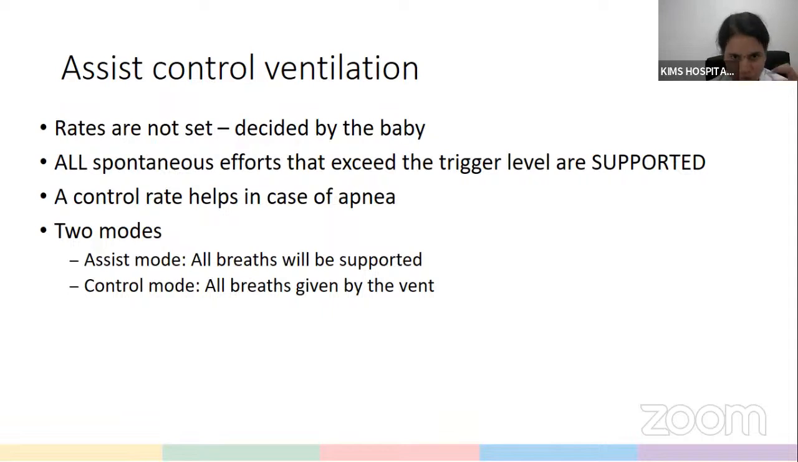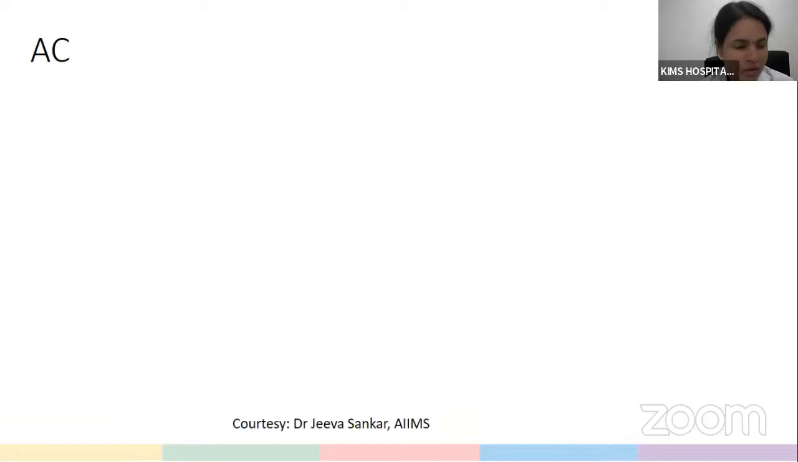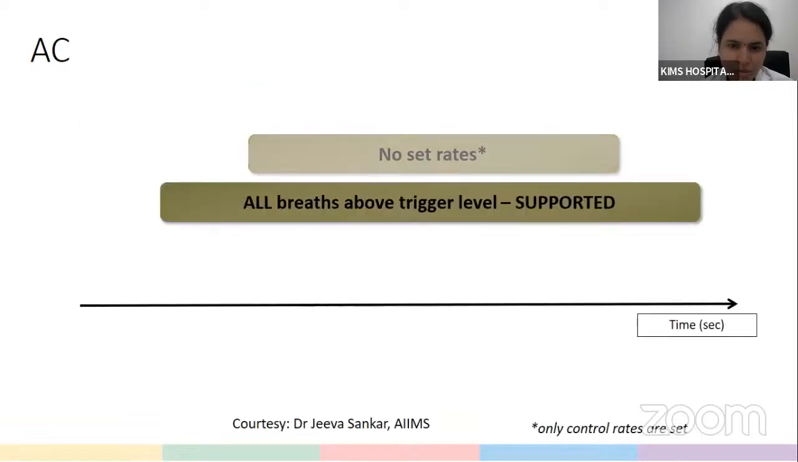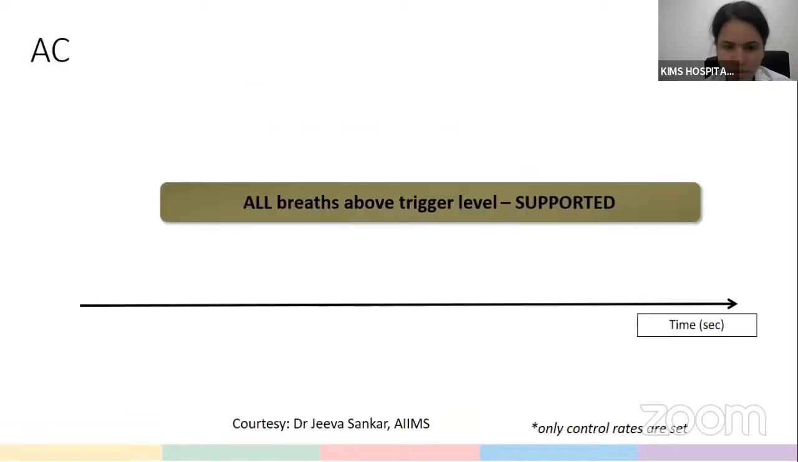So there are two modes within SIPPV. One is an assist mode where all the breaths of the baby will be supported. And one is a control mode, which almost functions like SIMV, wherein if the baby doesn't breathe, the control mode will go into play. So let's see how the figure looks with SIPPV or assist control.